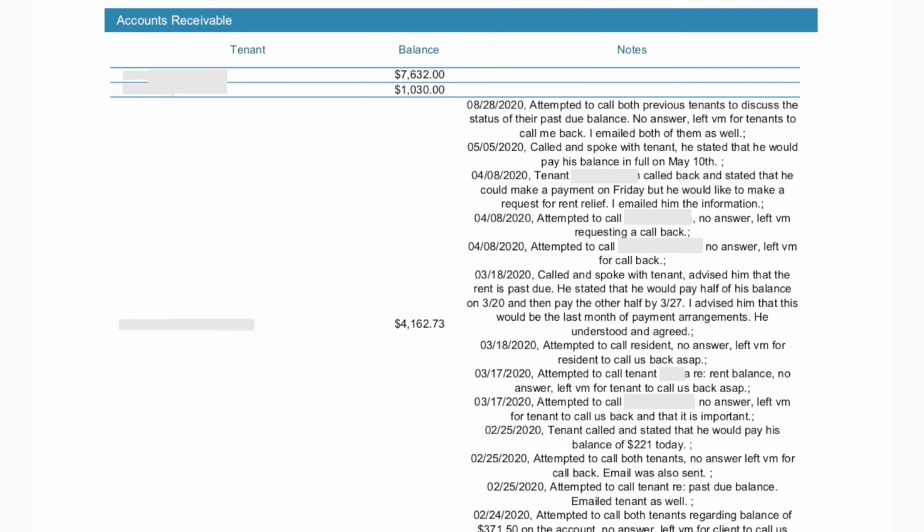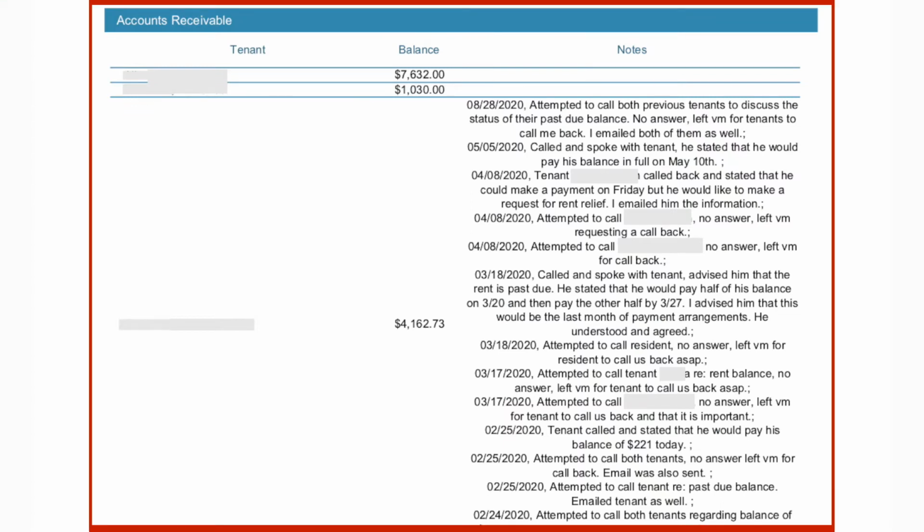Accounts receivable. Accounts receivable will show you which of your tenants have some kind of balance due. Now, this could be for rent or any other charges posted to their account. Your property manager will document the communication and action that they've taken with the tenant in order to rectify the situation.